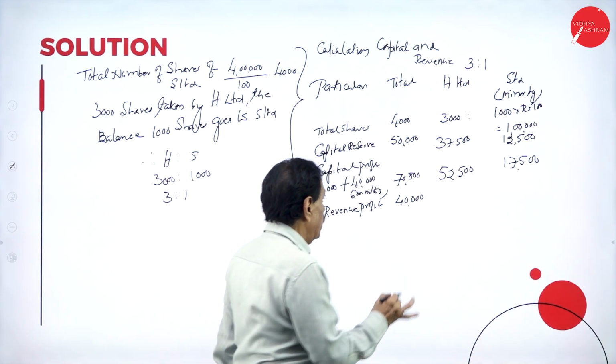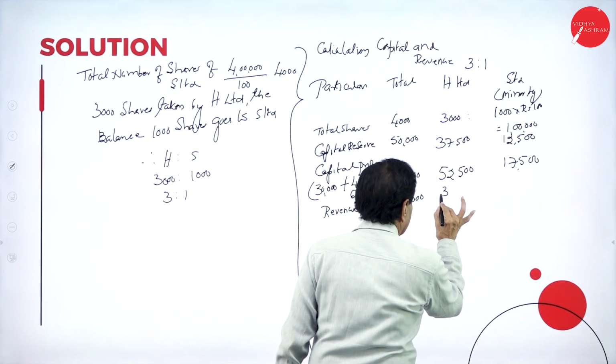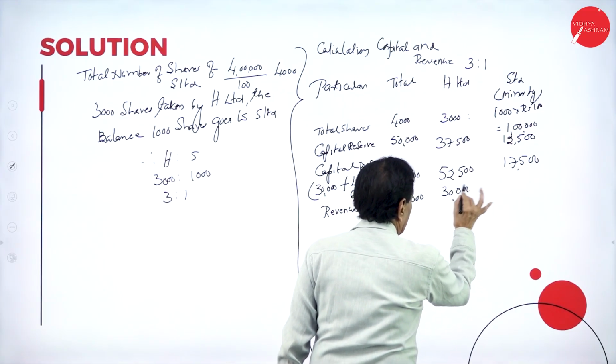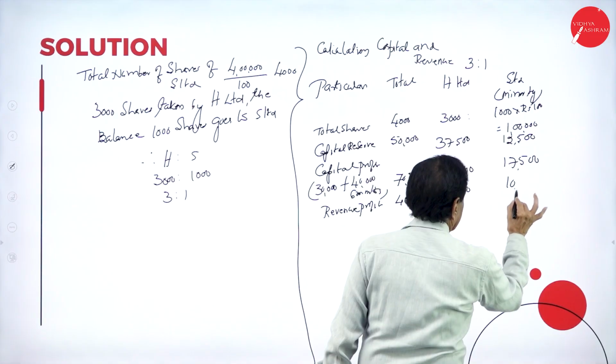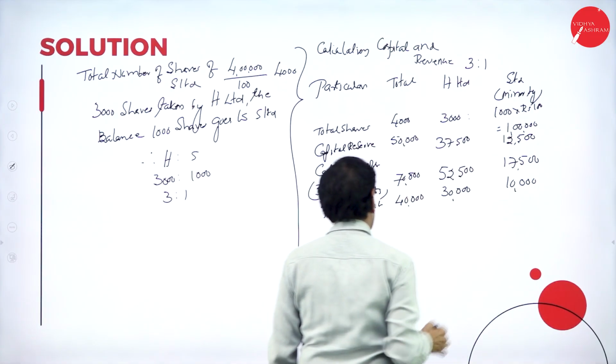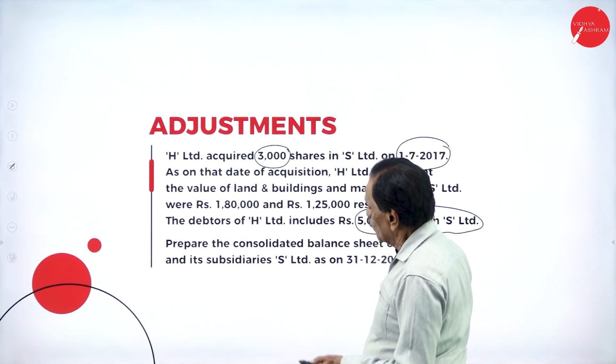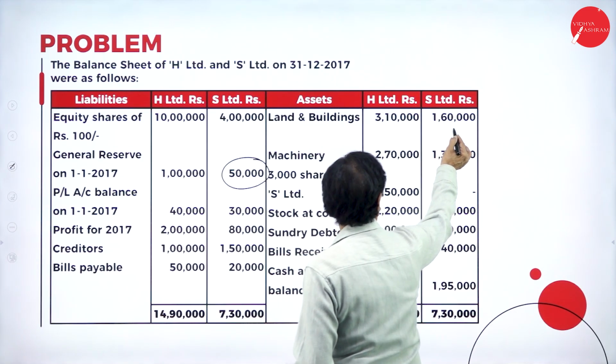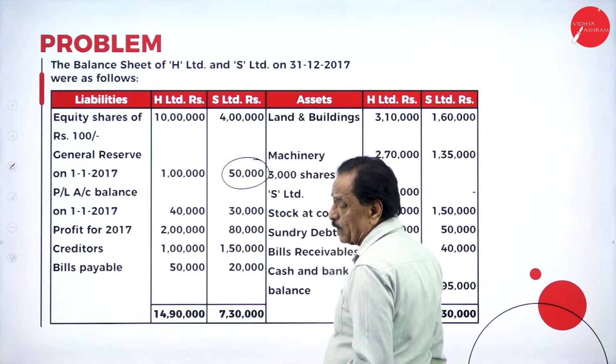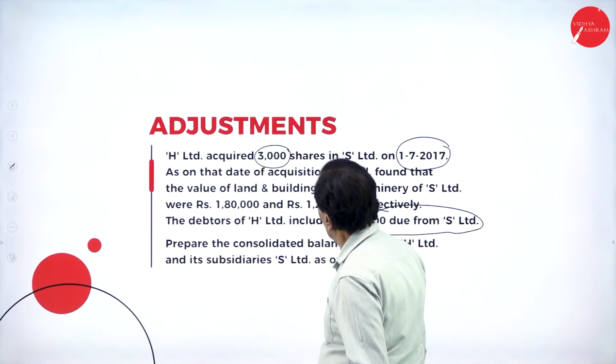40,000. 3 by 4 means 30,000. 1 by 4 means 10,000. This goes to revenue profit. Then, now, building value 1,80,000. What's the value? 1,60,000 becomes 1,80,000, means 20,000 more.